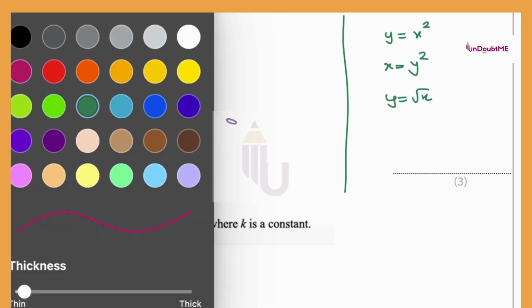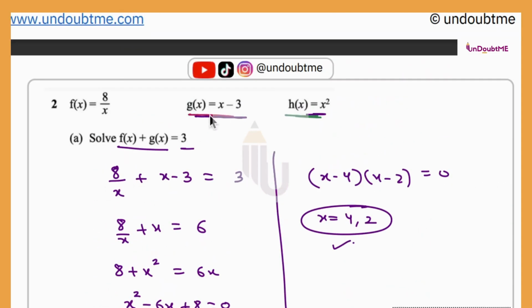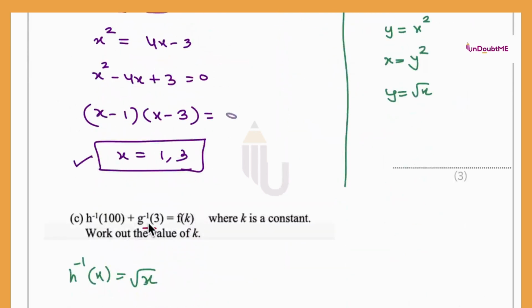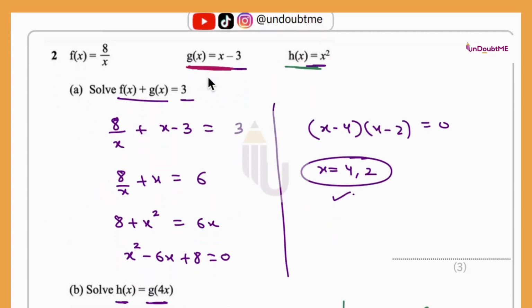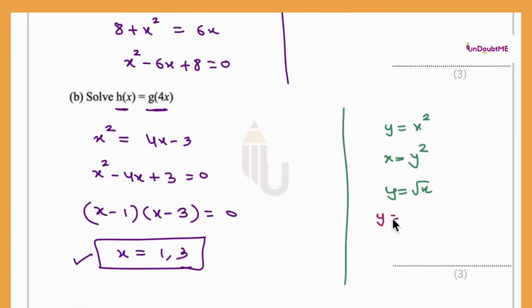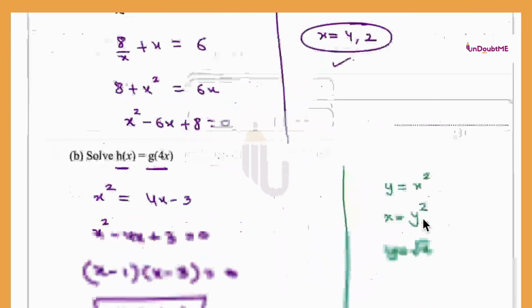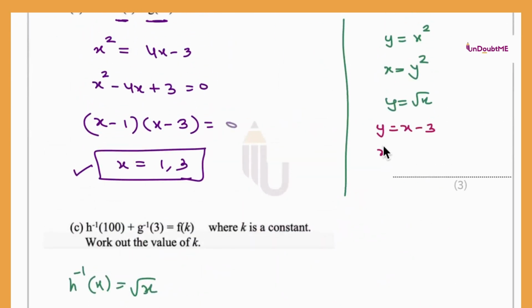Likewise, let us find g inverse of x as well. We need to use g inverse of 3. So for g inverse of x, I'll use this g(x) value. y = x - 3. Then x = y - 3, interchanging x and y. Then y = x + 3.